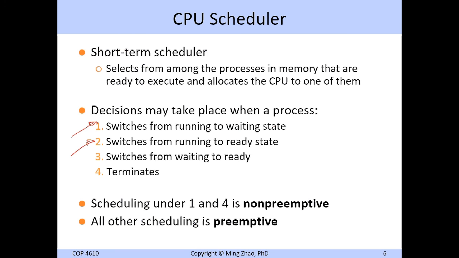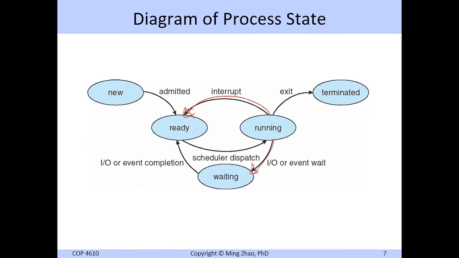Now, in the third case, the CPU scheduler can make a decision when a process switches from waiting state to ready state, and that corresponds to this arrow here. When the I/O completes, or when the event that the process is waiting on completes, that will signal the OS and also give the CPU scheduler an opportunity to decide which one to run. Again, the process that will be run next may not be the process that was waiting on the event or the I/O. The CPU scheduler might make a different decision. So that's the third case.